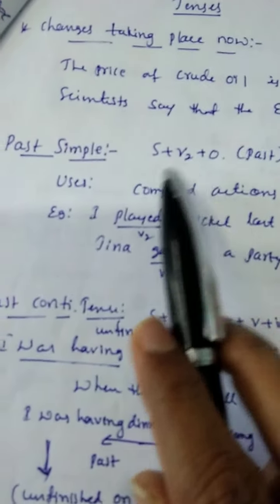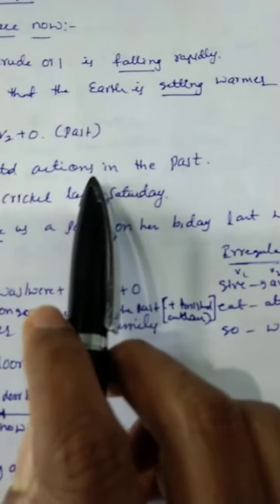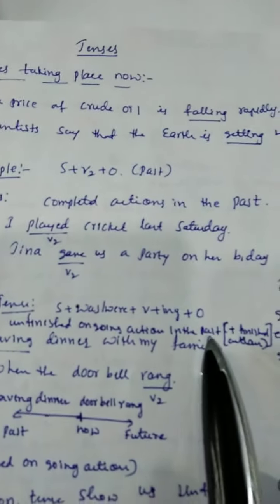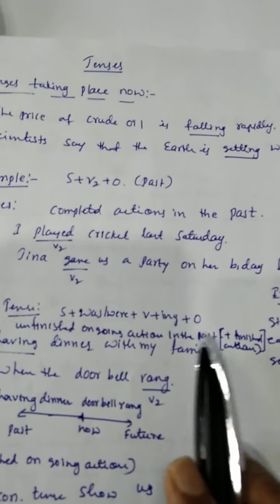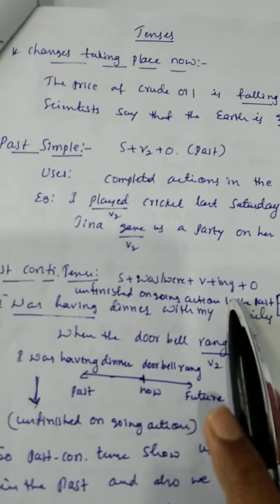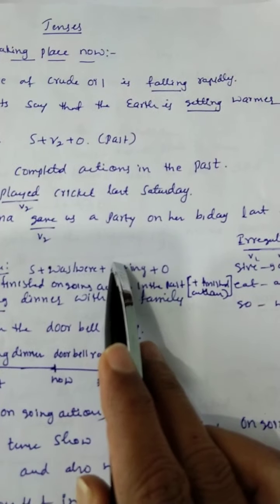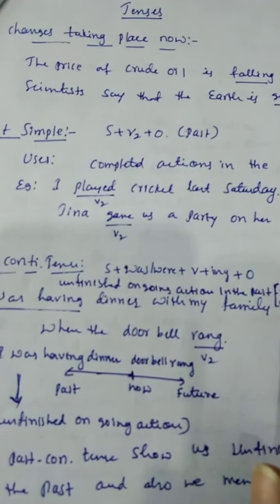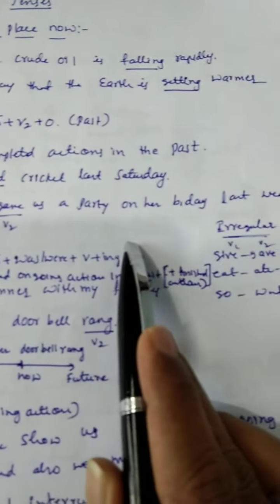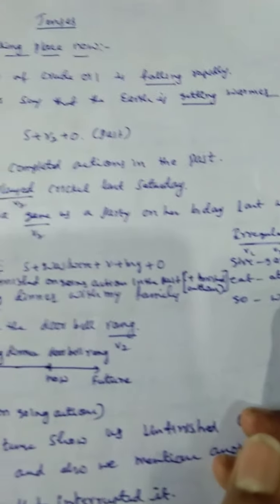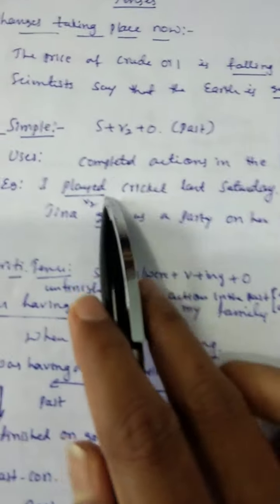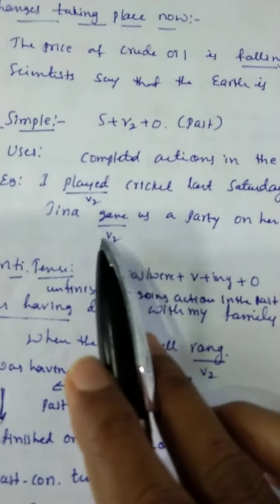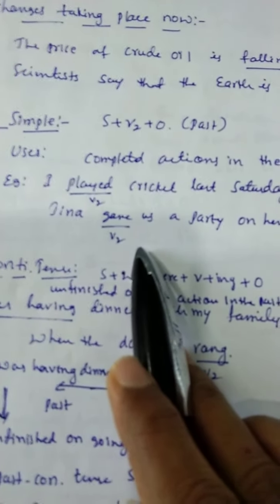The use is completed actions in the past. Already we completed, or already we have done, or we did in the past. For example, I played cricket last Saturday. Tina gave us a party on her birthday last week, which is completed. The work is completed here. Played is V2. Gave is V2.